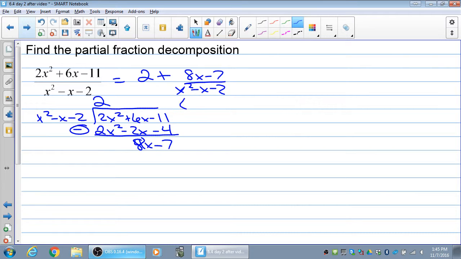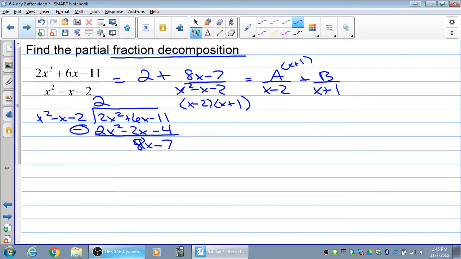We need to factor this, x minus 2, x plus 1. We're doing the fraction decomposition on the fraction part. This is equal to a over x minus 2 plus b over x plus 1. Now this needs an x plus 1. This needs an x minus 2 on top and bottom. So 8x minus 7 is equal to a times x plus 1 plus b times x minus 2.